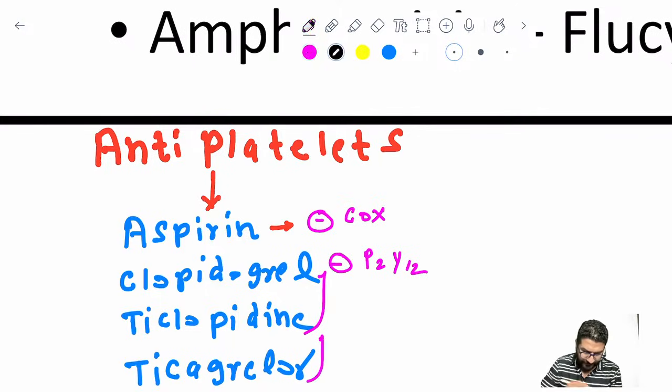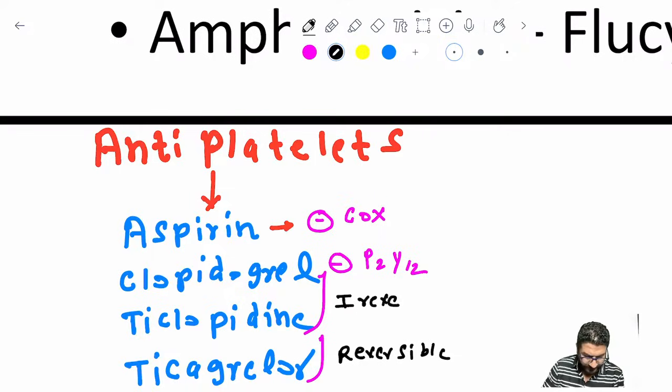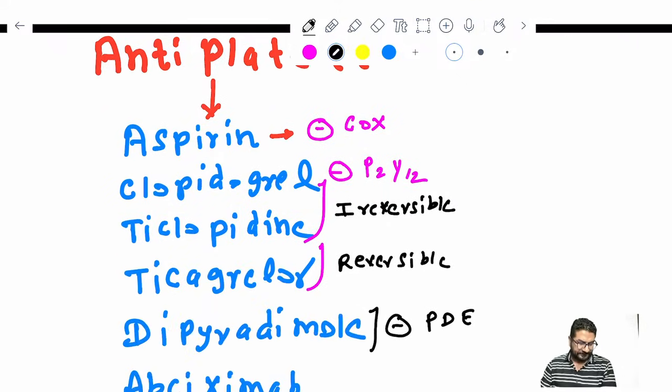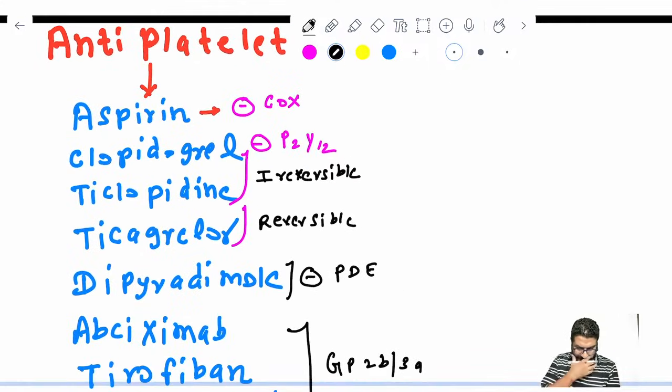दोनों में difference क्या है, कौन बताएगा मुझे? What are the differences? Ticagrelor is reversible and these two are irreversible. COX-3 नहीं होता. COX-3 is paracetamol. Aspirin is irreversible. Now coming to dipyridamole, this is a PDE inhibitor. This will inhibit phosphodiesterase. Abciximab, tirofiban, eptifibatide, these three are GP2B3A inhibitors.